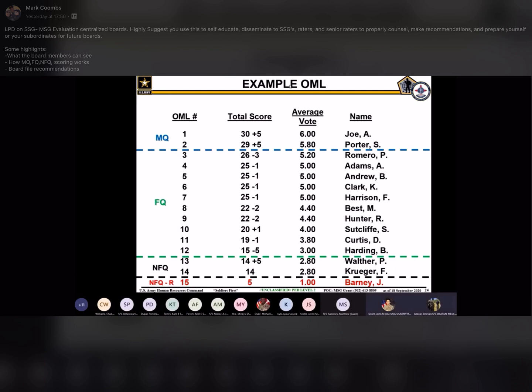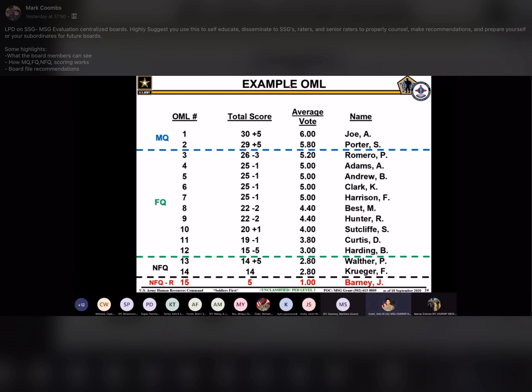All right. So let's talk schooling first, right? One thing that we're going to do is we send this entire OML to schools branch. Schools branch will have this OML. The only people that they will receive is the most qualified and fully qualified individuals. So schools branch will have the OMLA 1 through 10. If you look at that example, 1 through 12, they will have Joe through Harding. They will have those names.